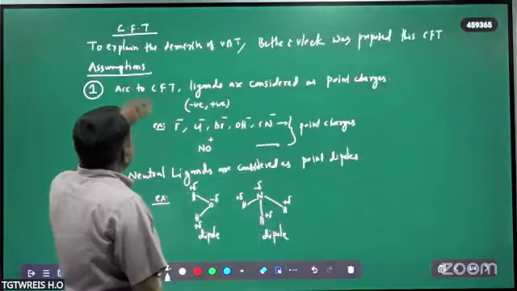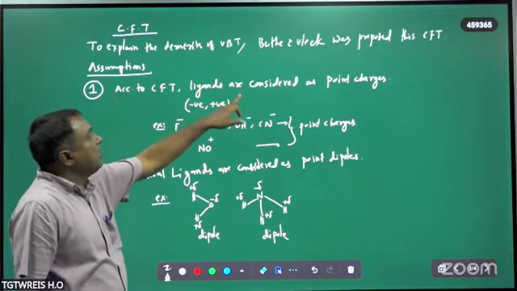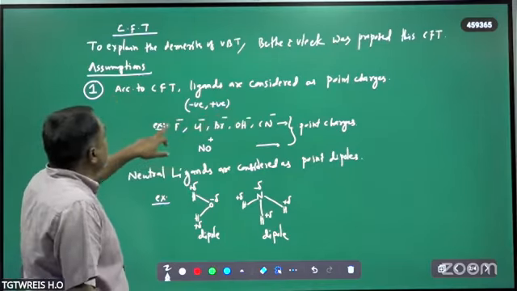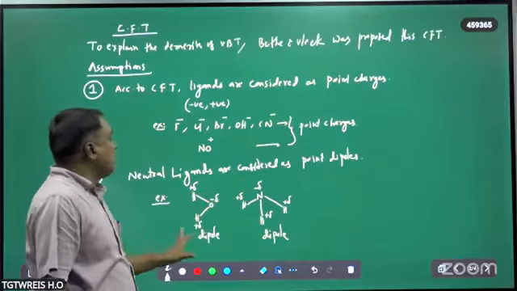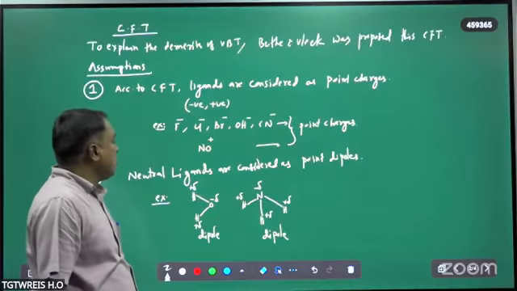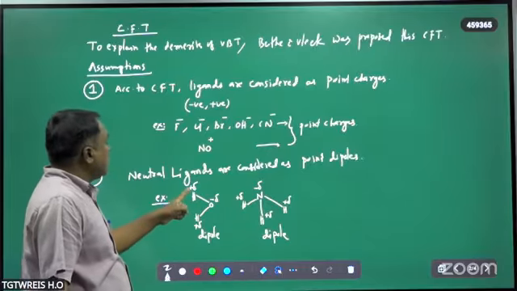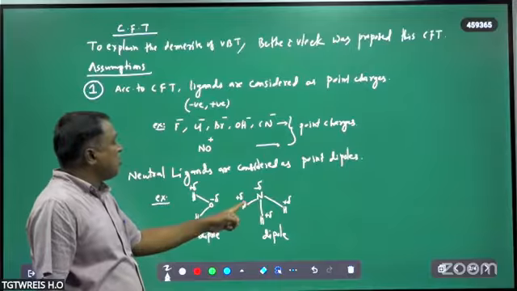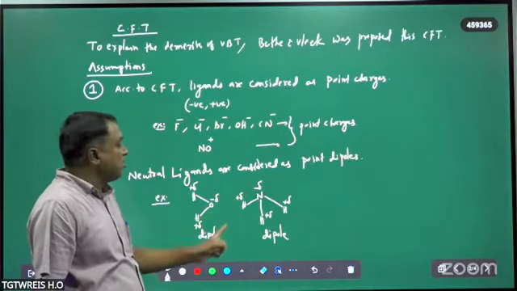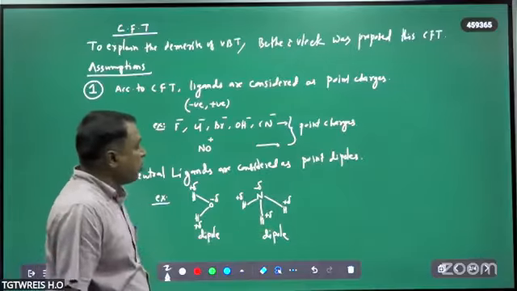These are some assumptions made by crystal field theory. According to crystal field theory, ligands are considered as point charges. Neutral ligands are considered as dipoles. In water we have two poles, one positive and one negative. In ammonia also there are positive and negative charges. Therefore they are considered as dipoles.